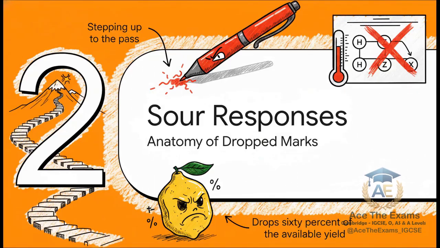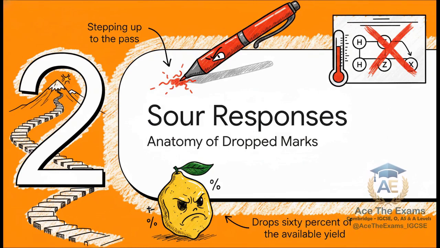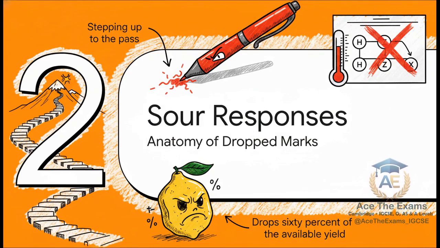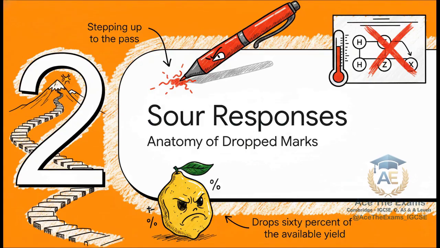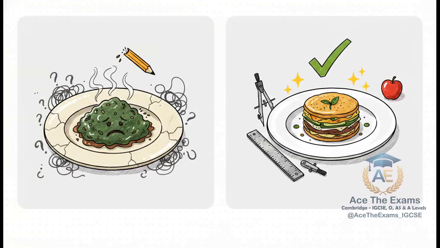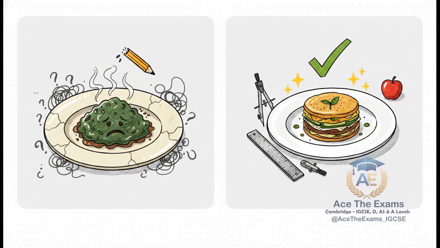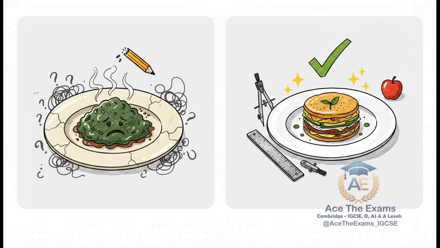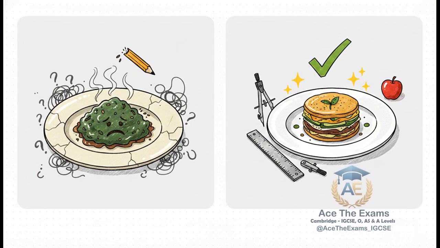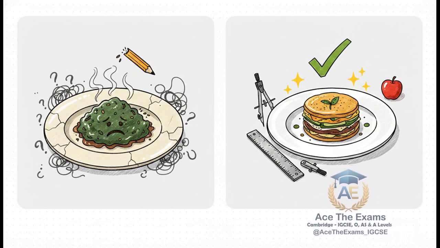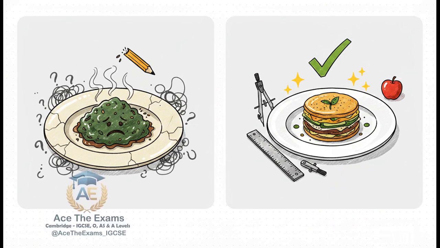Let's move to Section 2, Inspecting Sour Responses. It's time to break down the anatomy of a dropped mark. All right, step right up to the pass with me. Notice the stark, undeniable contrast here between a ruined, sour dish and a perfect 5-star plating. A sour response from a student reads something exactly like this. H0 is that the mean is the same, H1 is that it changed. The test statistic is in the critical region, so we reject it.